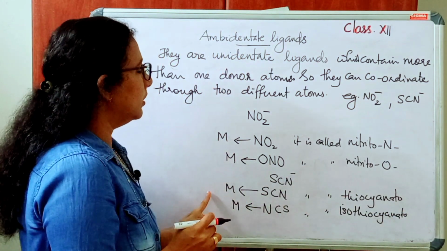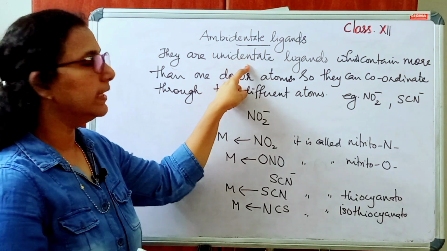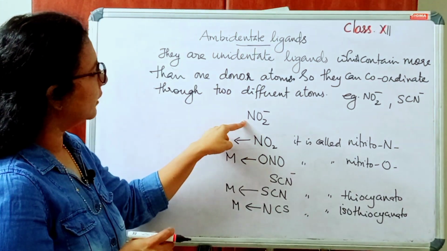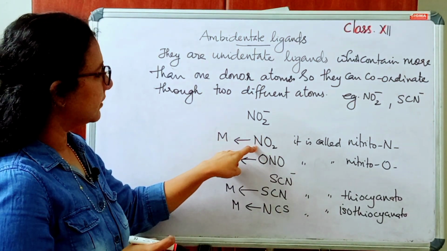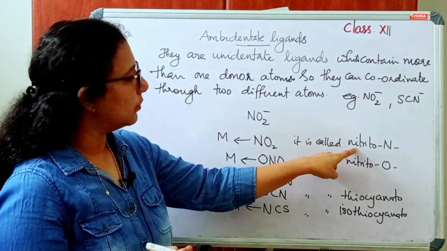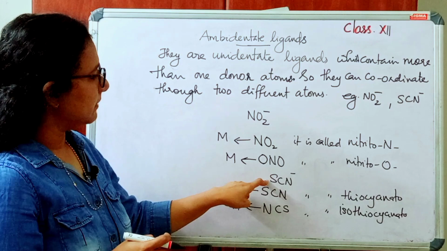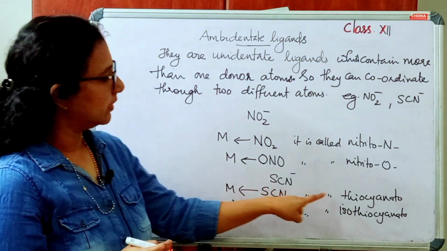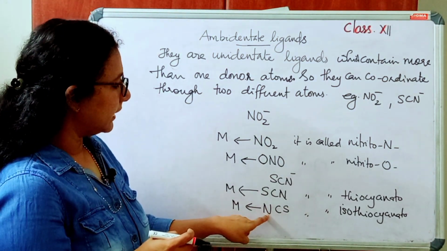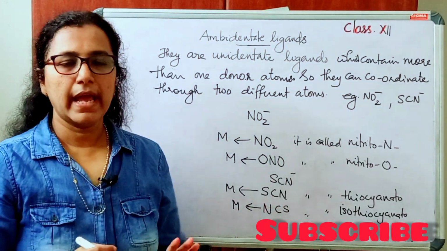So these are the two common examples of ambidentate ligands. Ambidentate ligands are unidentate ligands itself, but they can coordinate through more than one donor atom. In the case of NO2 minus, it can coordinate through nitrogen or through oxygen. If it is N, it is called nitrito N. If it is O, it is called nitrito O. Then in the case of SCN minus, it can coordinate through S, called thiocyanate, and if it coordinates through nitrogen, it is called isothiocyanate. So this is about ambidentate ligands.